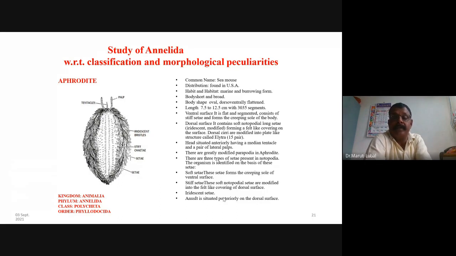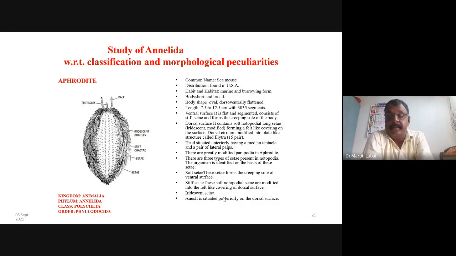The head of the sea mouse is situated anteriorly, having a median tentacle and a pair of lateral palps. There are greatly modified parapodia in Aphrodite. There are three types of CT present in the notopodia. The organism is identified on the basis of the CT.